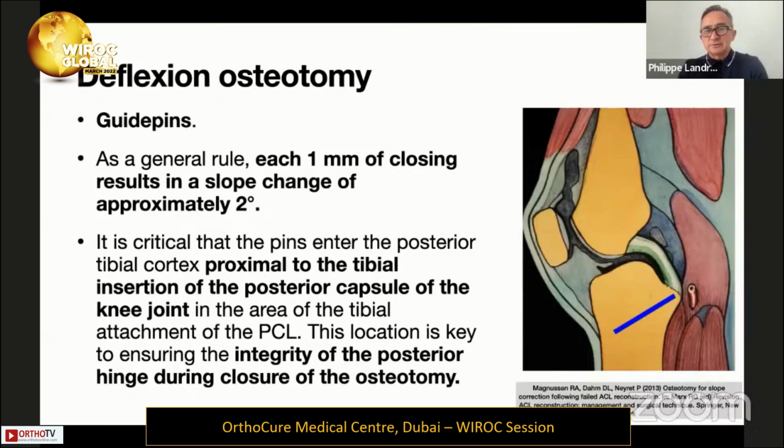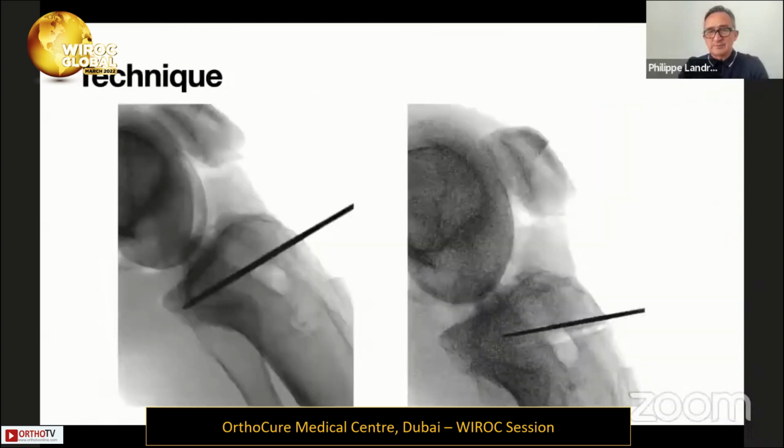And it's important to put the pin reaching the posterior tibial cortex just proximal to the tibial insertion of the posterior capsule of the knee joint. So it ensures the integrity of the posterior hinge during the closure of the osteotomy, with the PCL, which stabilizes the posterior part of the osteotomy.